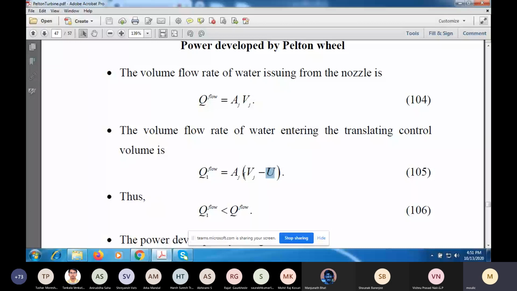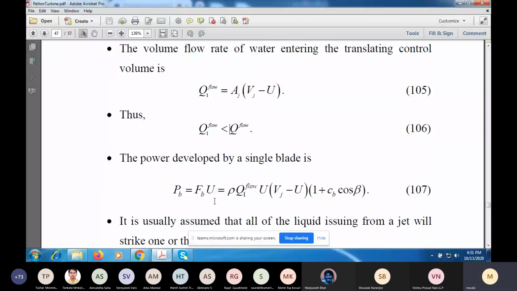This is what we are calling Q1, the volume flow rate entering section 1. Because the control volume is moving, the volume flow rate entering section 1 is based on the relative velocity. So if I compare equation number 105 with equation number 104, you'll see that Q1 is less than Q. And the power developed by a single blade involves Q1.